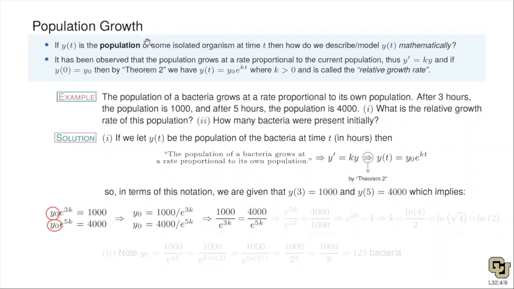And now I'm going to cross multiply. This e to the 5k, I'm going to put it up here in the numerator position. And this 1,000, I'm going to put it down here in the denominator position. I cross multiply. And now e to the 5k divided by e to the 3k, that's e to the 5k minus 3k, that'll become e to the 2k. And of course, 4,000 divided by 1,000 is 4.